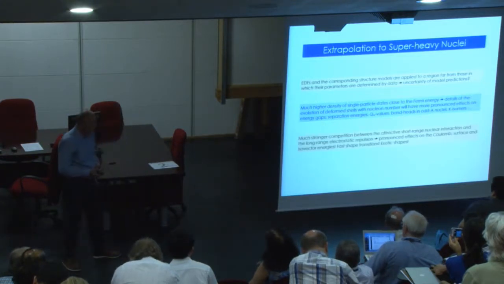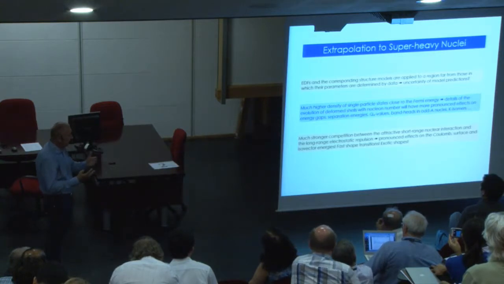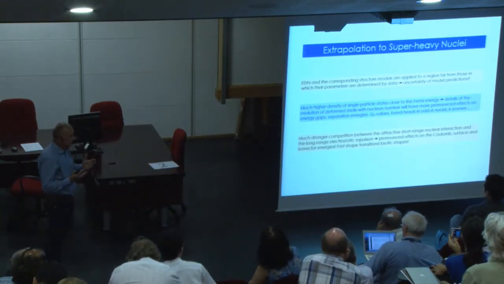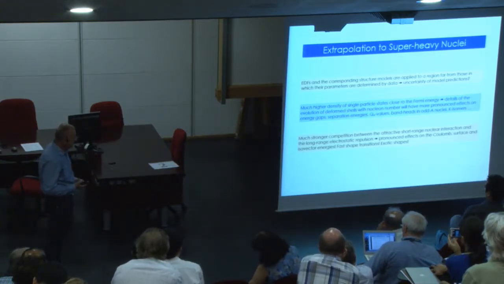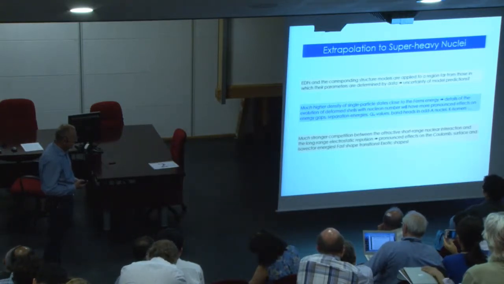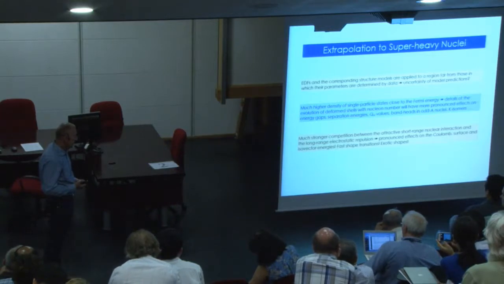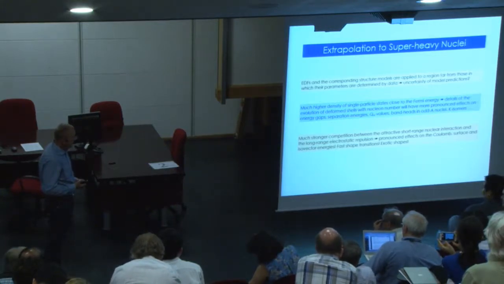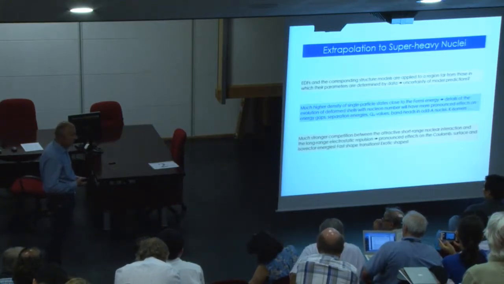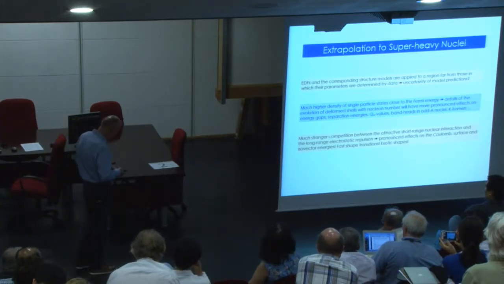There is, of course, a much stronger competition between the attractive nuclear interaction and the long-range electrostatic repulsion, and this will produce more pronounced effects on the Coulomb, surface and isovector energies. So one can expect fast shape transitions and, in some cases, exotic shapes.